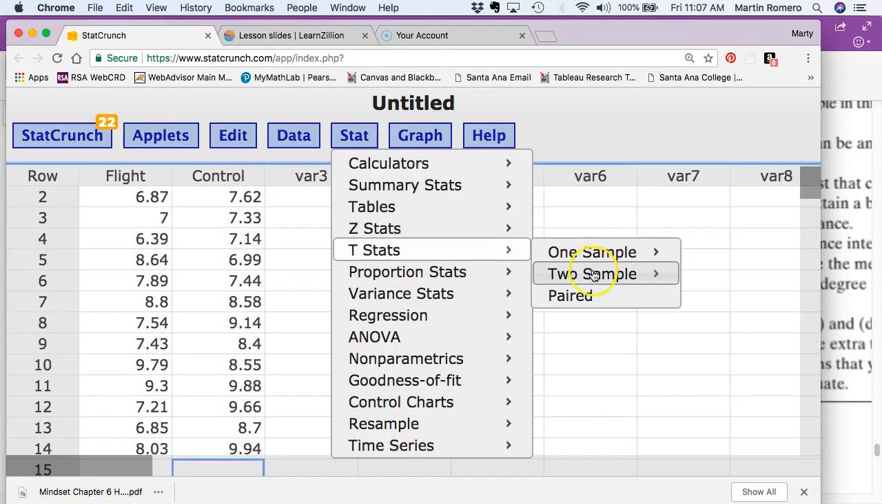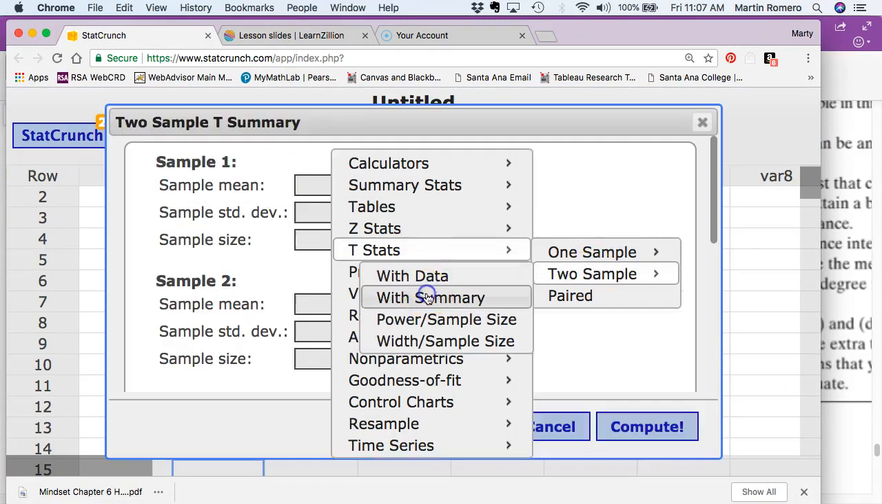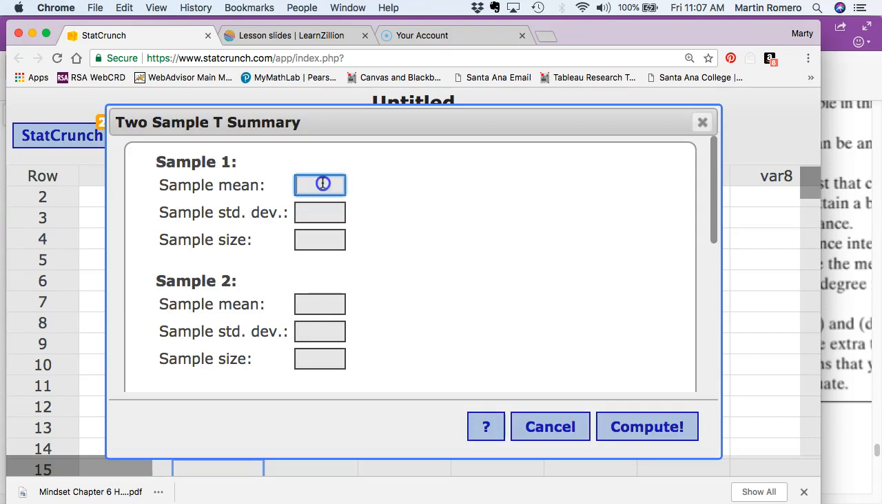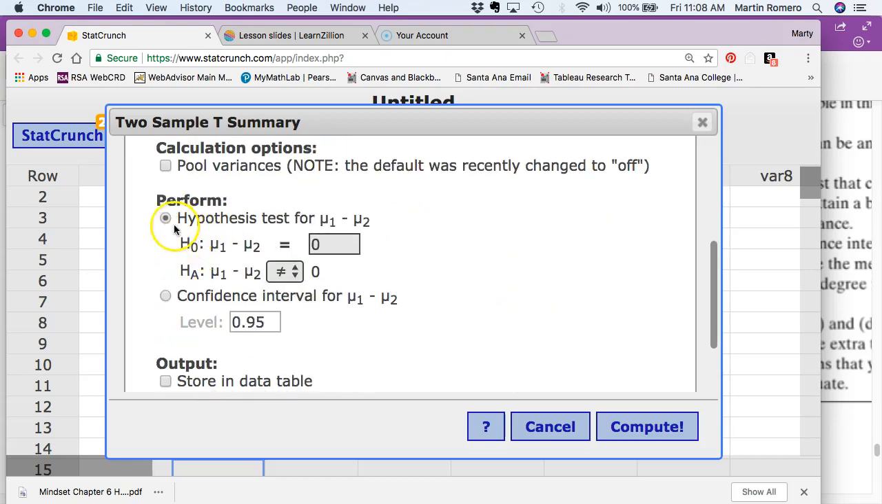T-stats, two samples with summary this time, not data. The sample mean for the first group was 5.43, standard deviation 1.162, sample size was 268. Sample mean 4.43, standard deviation 1.015, sample size 1145. We're going to do a hypothesis test.